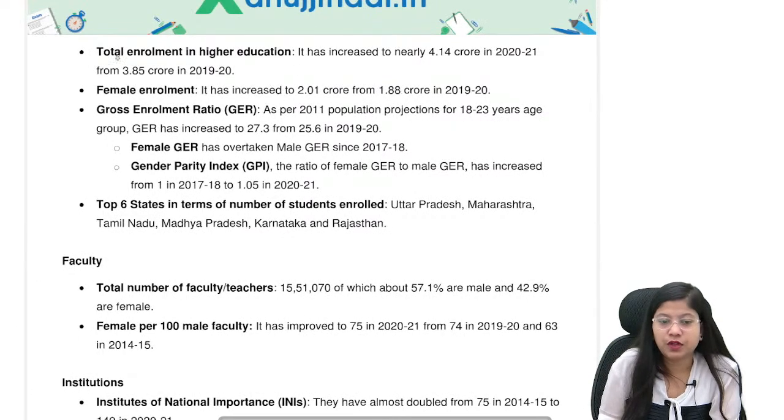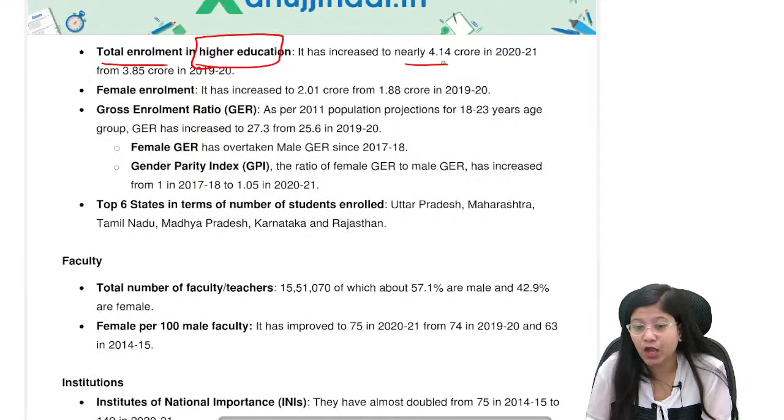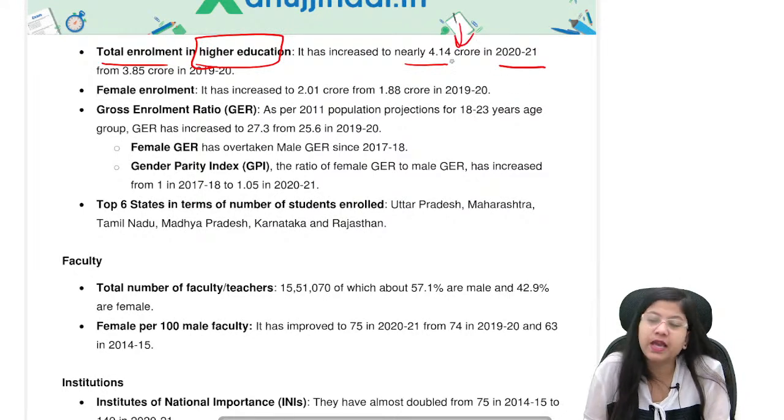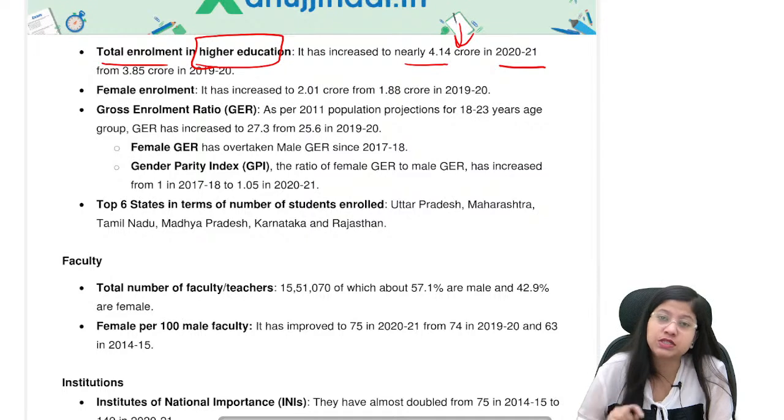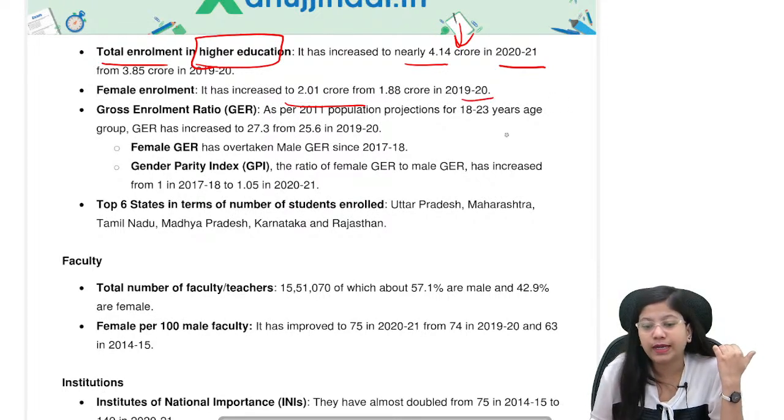Okay, so first of all, the total enrollment in higher education has increased to nearly 4.14 crore in 2020 to 2021. This data will not be asked from you in the examination. Percentages are most often asked. Female enrollment has increased to 2.01 crore from 1.88 in 2019 to 20.